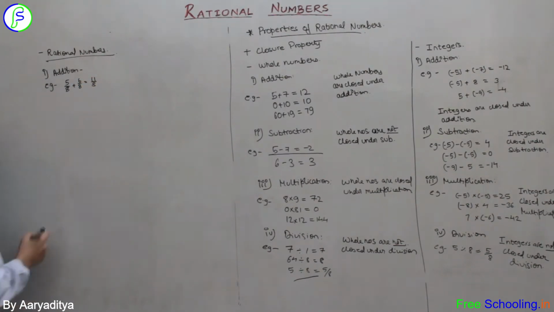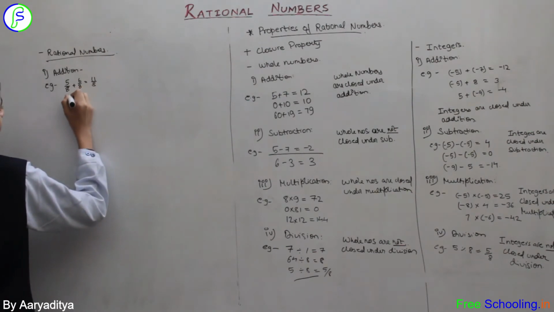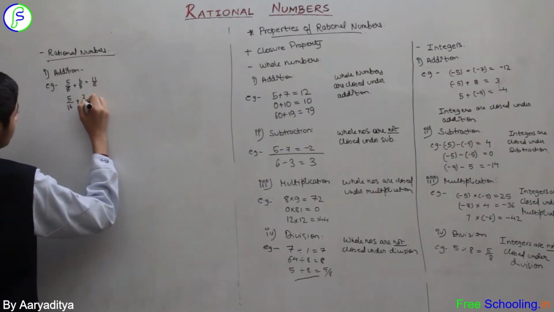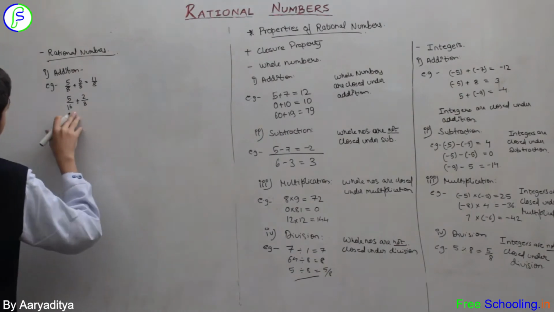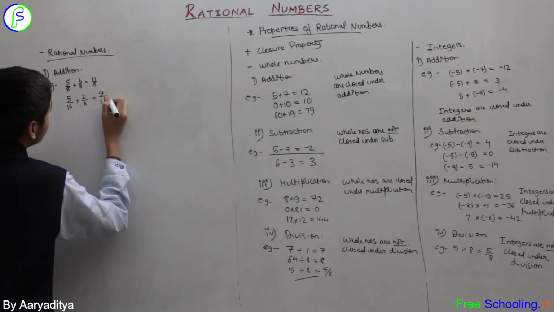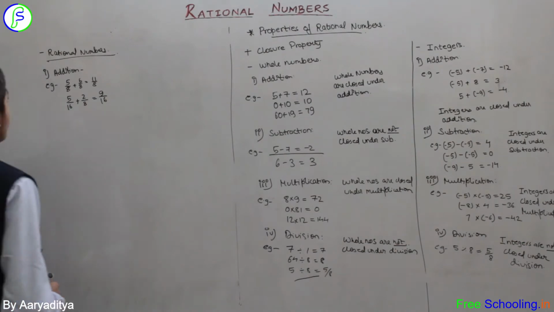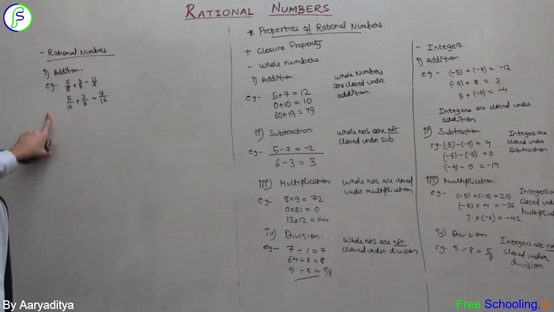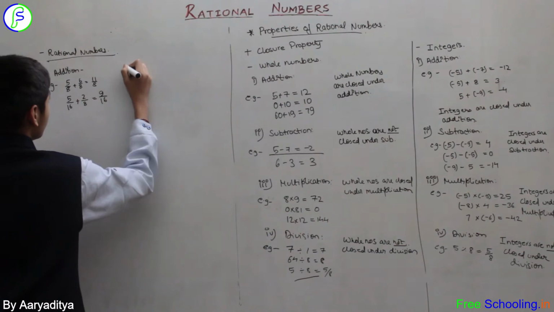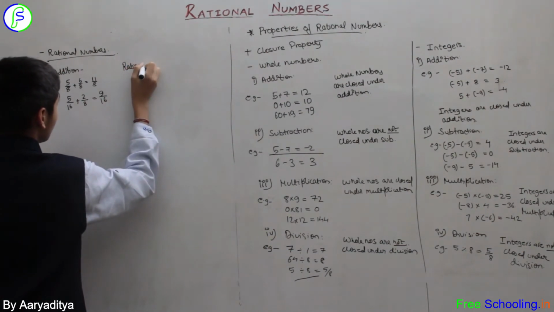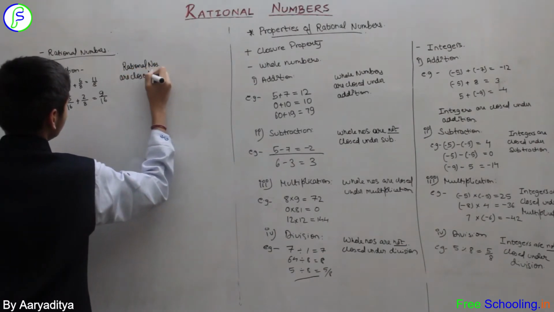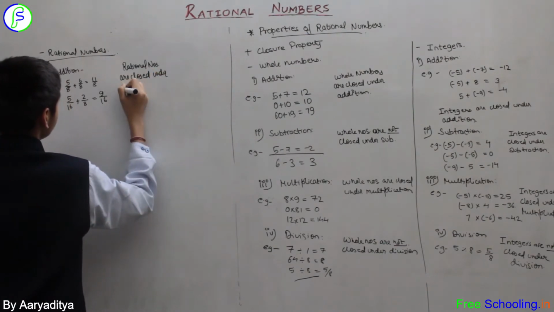That is a rational number. Similarly, doing another one, taking the LCM, 8 into 2 is equal to 16, so I will be getting 4 plus 5, that comes out to be 9, and then we got 16 in the denominator. Okay, as you can see from the given examples, and if we take other examples, the statement would be true that rational numbers are closed under addition.